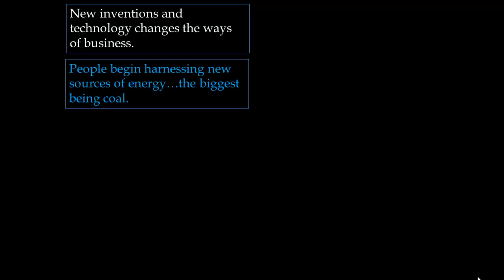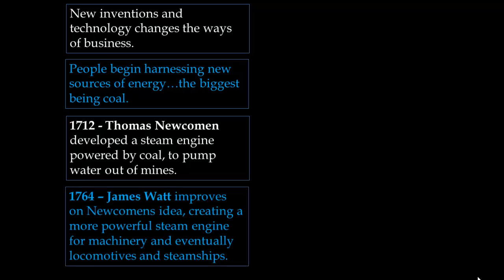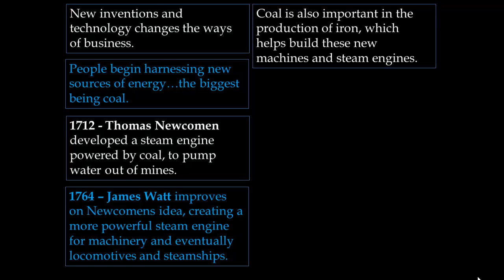Finally, let's look at some of the early inventions of the Industrial Revolution, because this is going to change the way businesses operate. One of the areas is in the way people harness energy, and the biggest source at this time is coal. In 1712, Thomas Newcomen is going to develop a steam engine which is powered by coal. And the steam engine is designed to pump water out of mines so people can go and mine for minerals. Well, in 1764, James Watt's going to start working on Thomas Newcomen's invention and try to make it better. And he does. He creates a more powerful steam engine for machinery, and this steam engine is eventually going to lead to the production of locomotives and steamships.